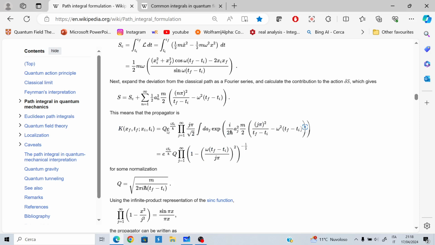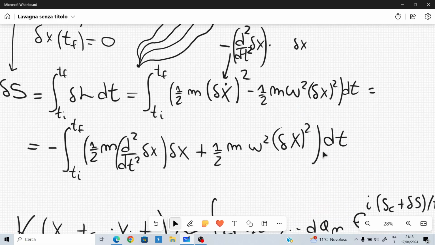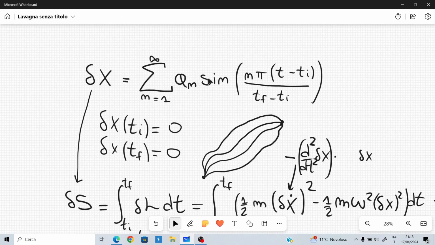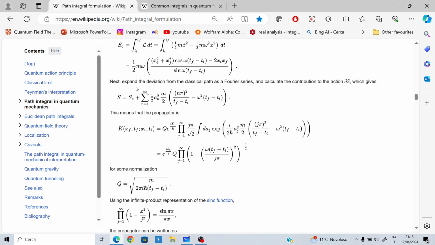It's written here, e to the i S_c over h bar, and then if you write down the expression of e to the i delta S over h bar, since you have a summation of sinusoids, and in particular the expression that we have is this summation here, once you perform the integrations, the exponential of a sum is equal to the product of the single exponentials, right? So you have a product of exponentials there, which are Gaussian integrals to be performed. They are integrals of the following kind.